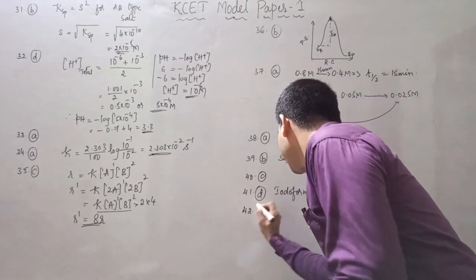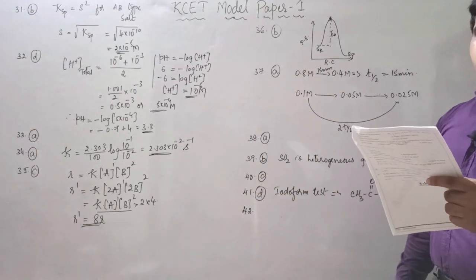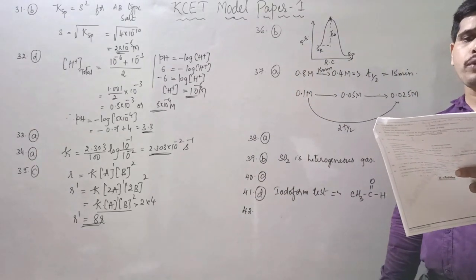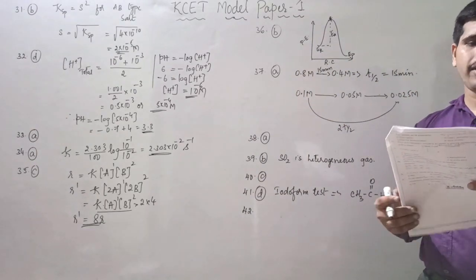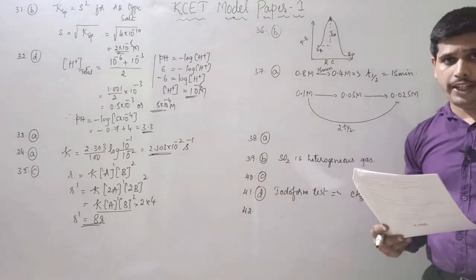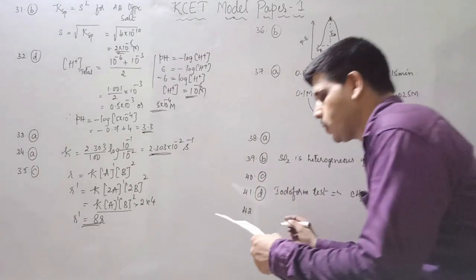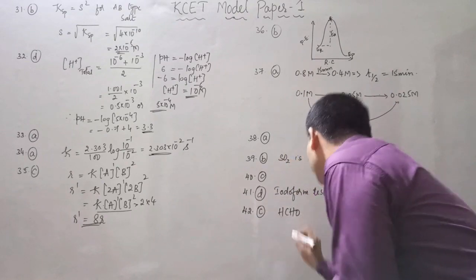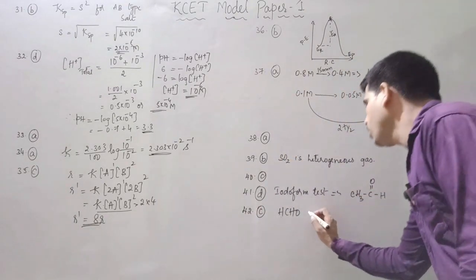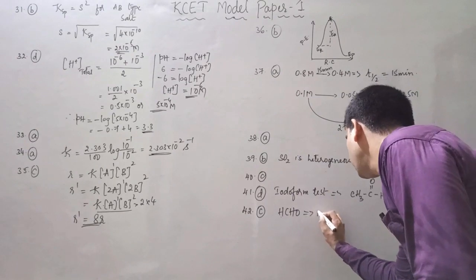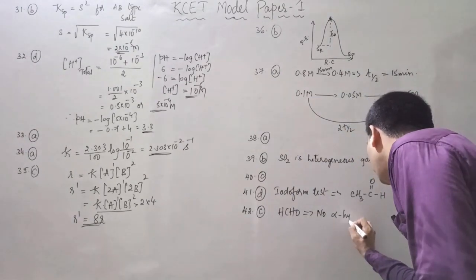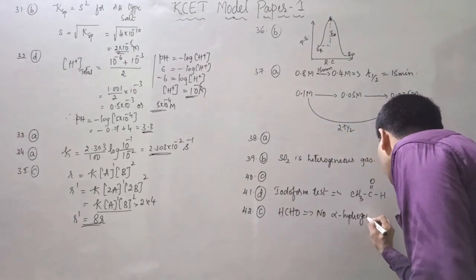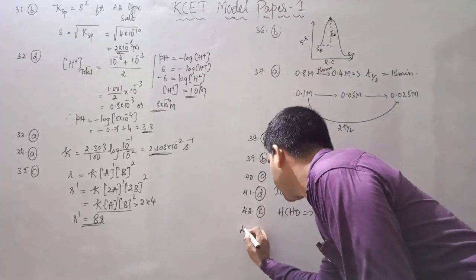Next, 42nd one. Formaldehyde on shaking with concentrated NaOH solution undergoes Cannizzaro reaction. Directly, formaldehyde is an aldehyde without alpha hydrogen. So option C. HCHO is formaldehyde, which has no alpha hydrogen, so definitely it will answer the Cannizzaro reaction.